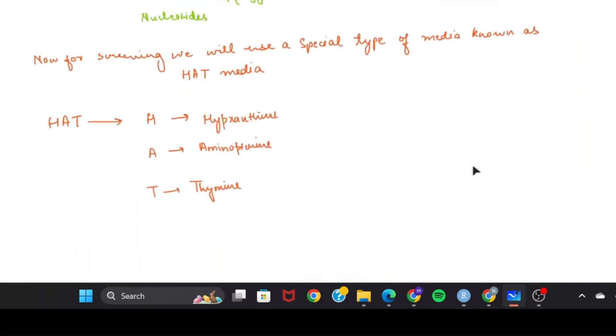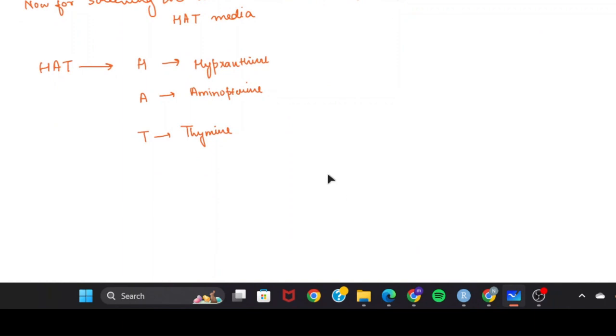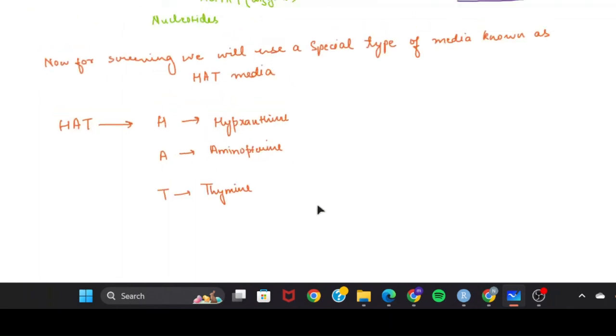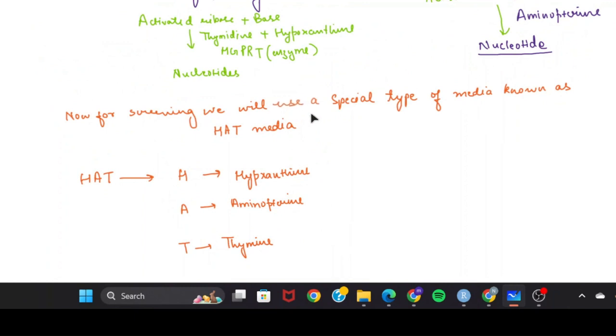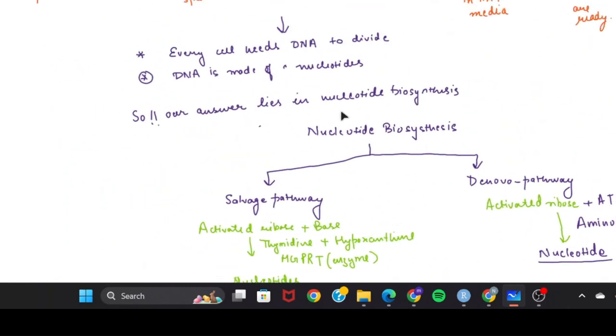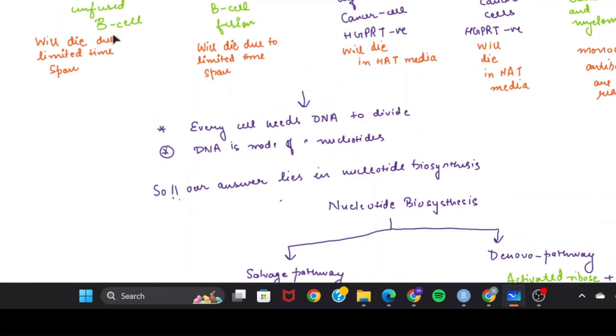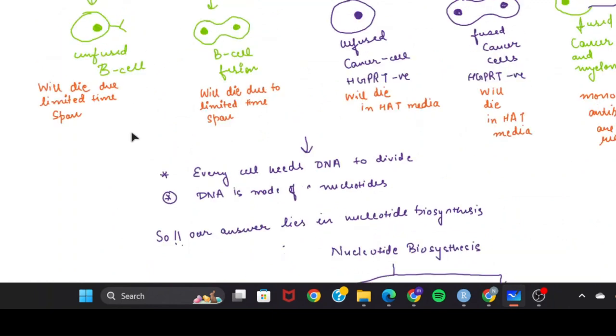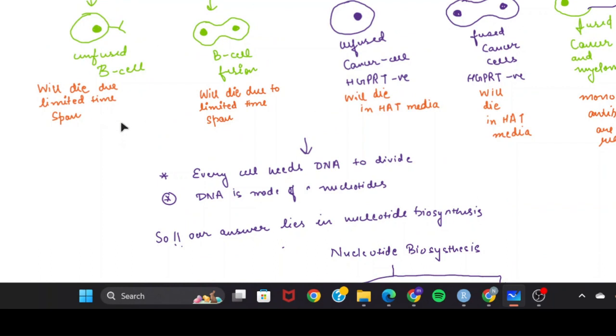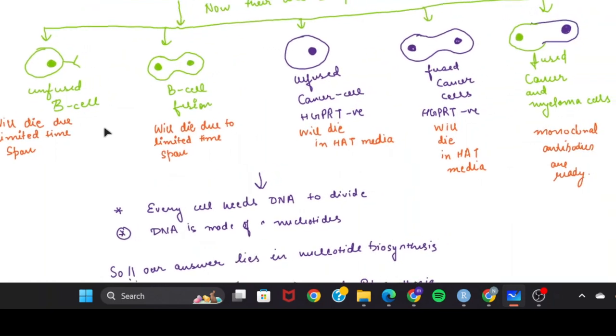Now, for screening purposes, we will use a media known as HAT media. H is for hypoxanthine, A is for aminopterin, and T for thymidine. Okay, so we will culture these cells now in HAT media. Now, unfused B cells will die after some time because they have a limited time span. Any normal cell could survive only until 7 passages. After it, it will die.